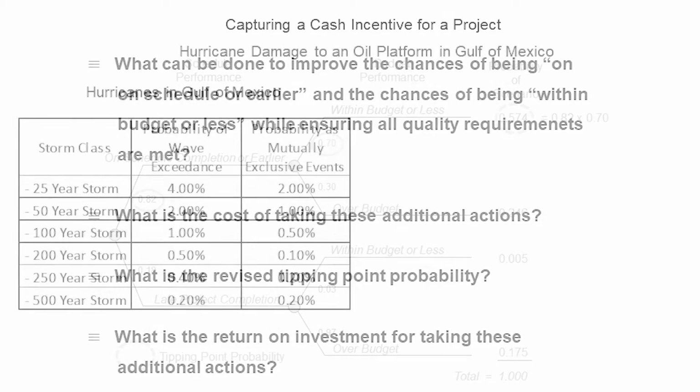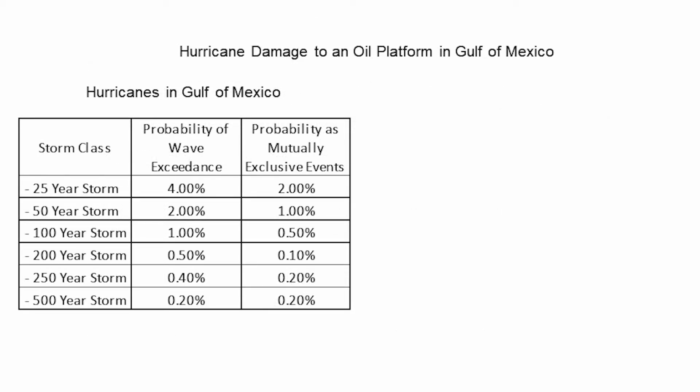Here is an example of a company that owns oil platforms in the Gulf of Mexico. A material consequence they are concerned with is hurricane damage to any one of their oil platforms, resulting in extended platform downtime. Damage to oil platforms is caused by waves. A 100-year storm implies there is a 1 in 100 chance, or a 1% chance, in any given year of having a storm with waves exceeding a certain magnitude and frequency.